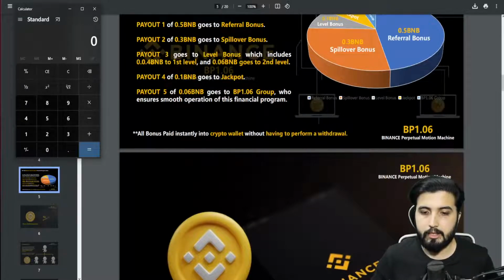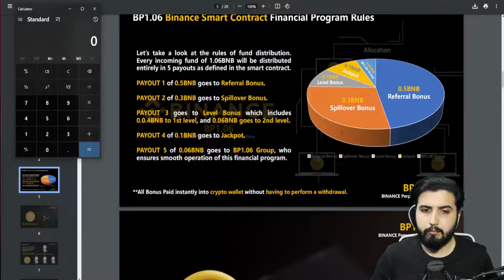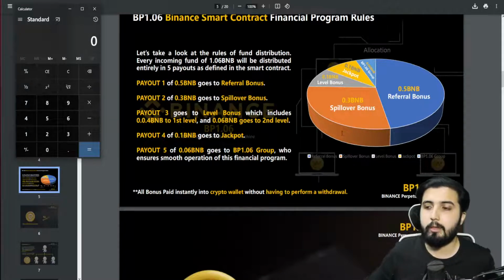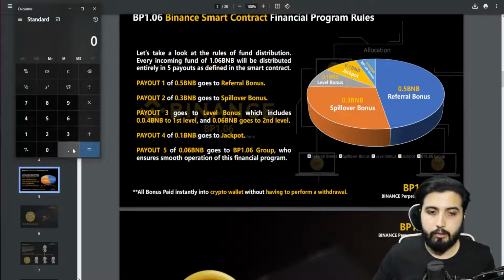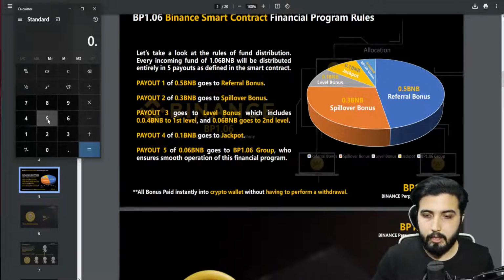All bonuses are paid instantly into the crypto wallet without having to perform a withdrawal. So in this one, you referred someone, you get a bonus from there, but you don't have to withdraw it every time it happens. It goes instantly to the wallet through which you performed the initial investment. So you don't have to do that. So if we combine this, 0.5 plus 0.